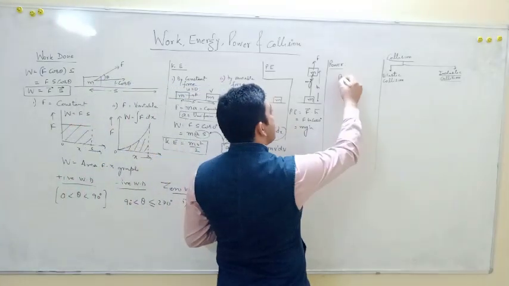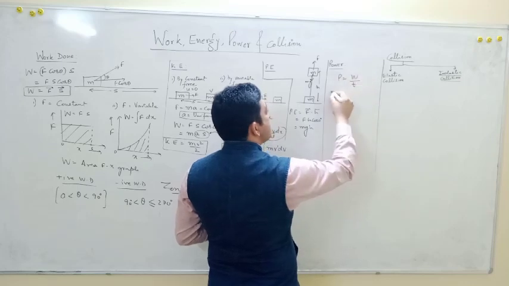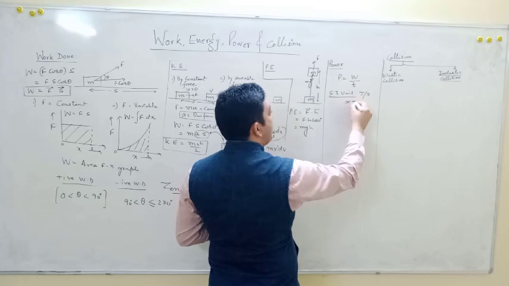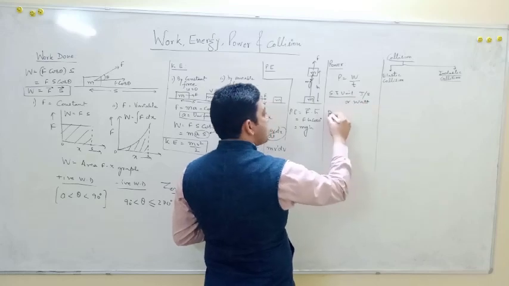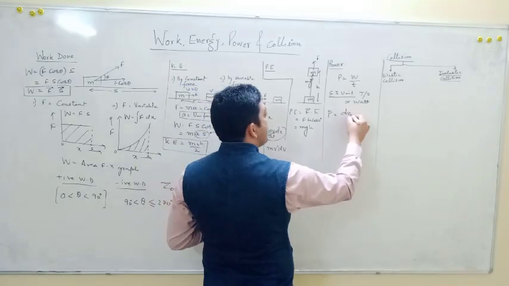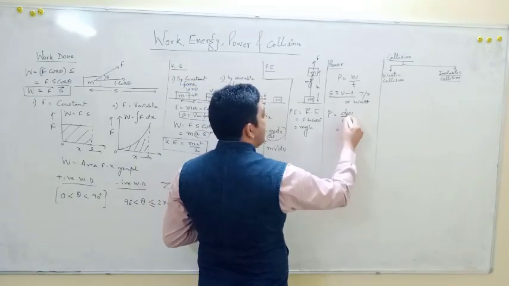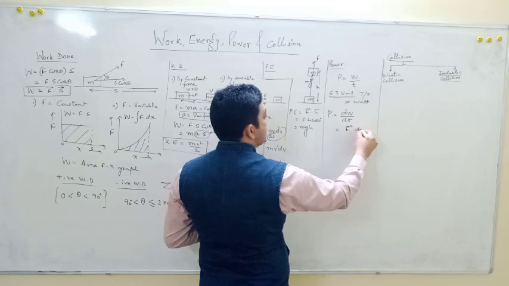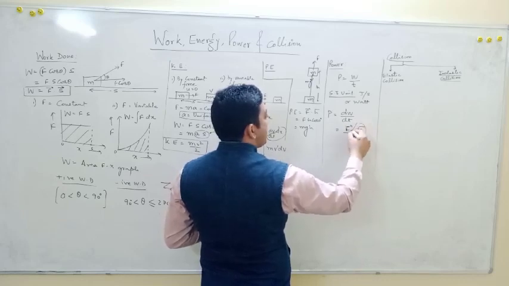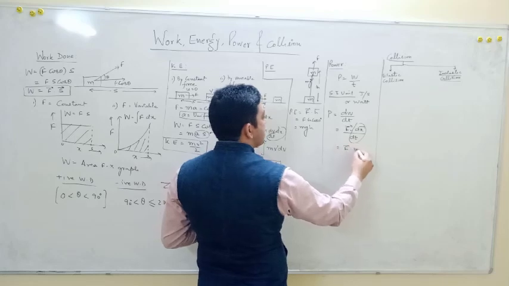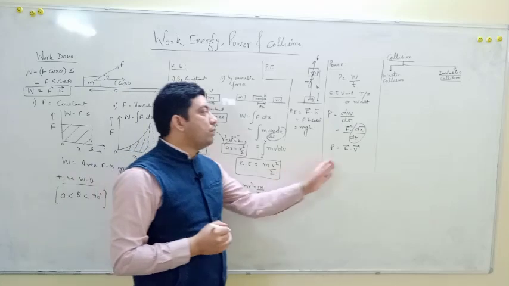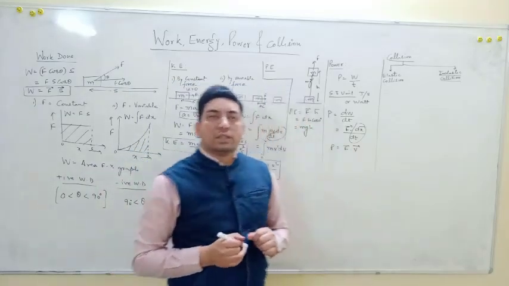Power is defined as the rate of doing work, which has SI unit joule per second or watt. Instantaneous power, means power at any instant, is given by the rate of doing work, that is dW by dt. Now you can write this work done as F dot dx, force times displacement. Now again you can replace dx by dt as velocity. So the new formula for calculating power is the dot product of force and velocity.